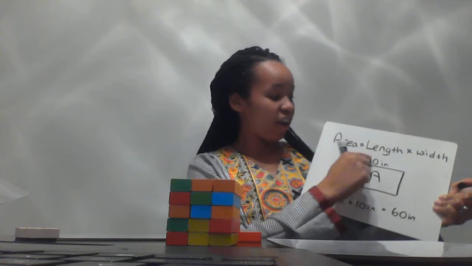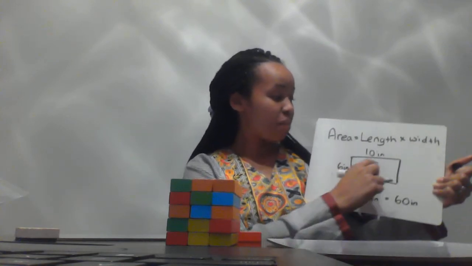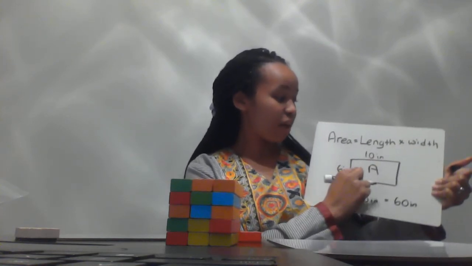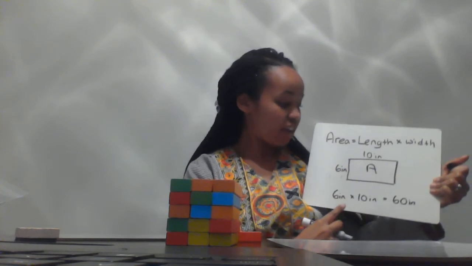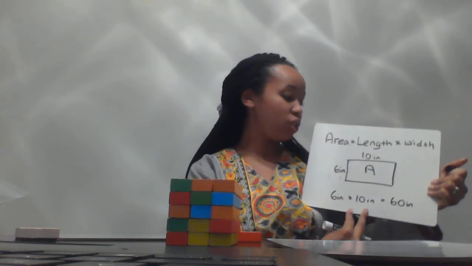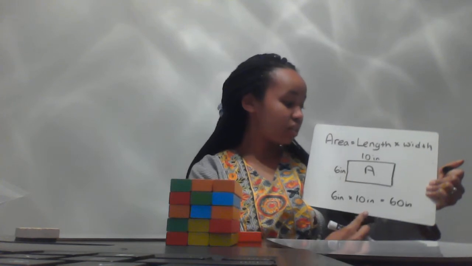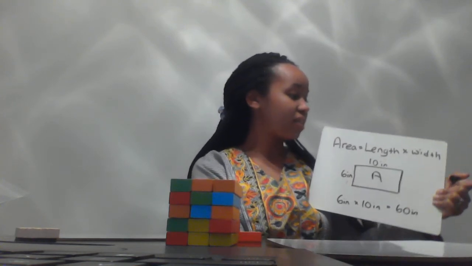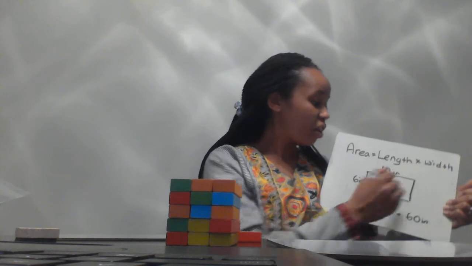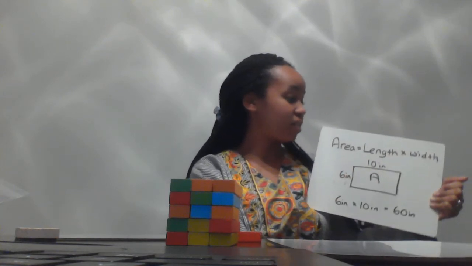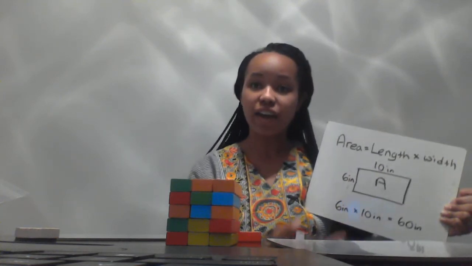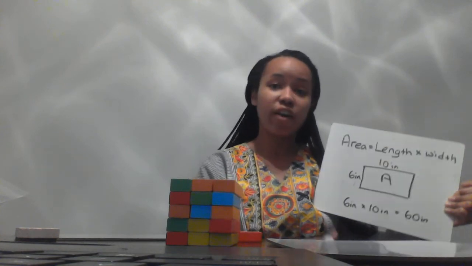I'm trying to find the area of a rectangle right here. My length is 6 inches and my width is 10 inches. And I know that I simply have to multiply the two to find the area. So I do 6 times 10, and that gives me 60 inches. I now know that this rectangle has an area of 60 inches, and I found that using my formula for area of a rectangle. And we're going to do the same thing today. We're going to figure out a formula for the volume of a rectangular prism.